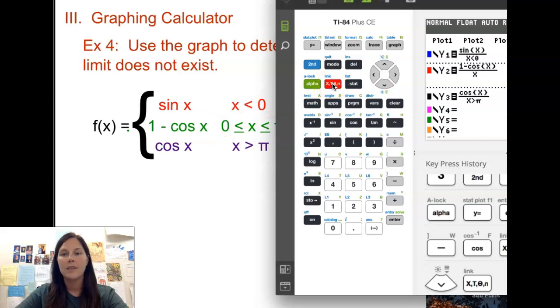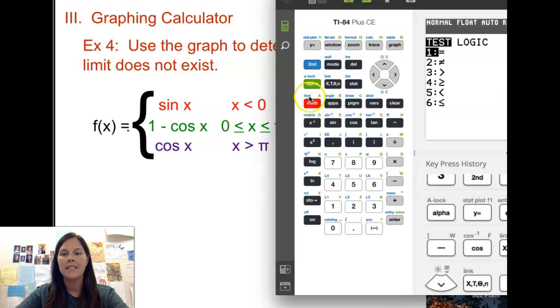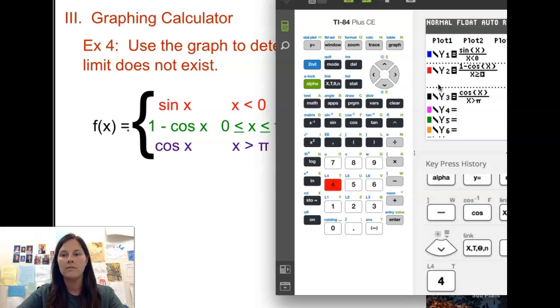So using that same x button, the inequalities are under this option called test. Notice it's in blue, so we hit second math to get into the test, and here's all of our inequalities. X is bigger than or equal to 0, so we're going to hit number 4 and put in 0. All right, but that's not the only place where this function is true. So now we need the word and. X is greater than or equal to 0, and x is less than or equal to pi.